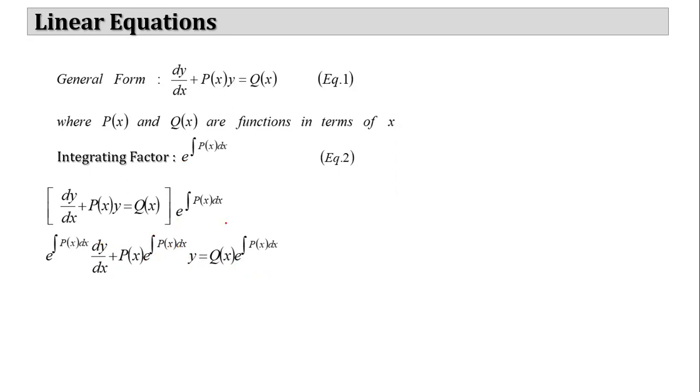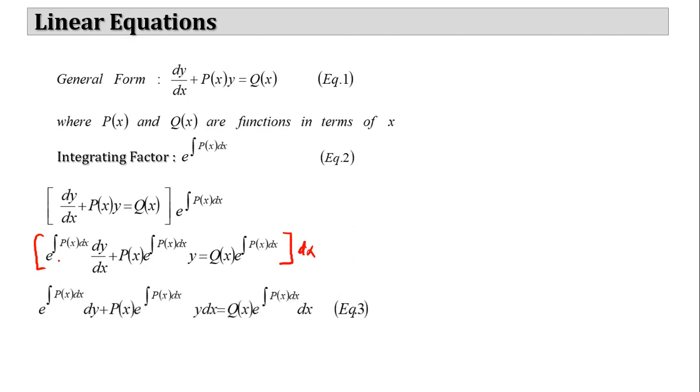And then to simplify, you just simply multiply this by dx. Okay, so we shall now have e raised to the integral of p of x dx. Then you will just only have dy here plus p of x e raised to the integral of p of x dx y, and then you simply affix dx. Okay, equals copy q of x e raised to the integral of p of x dx, and then simply affix dx.